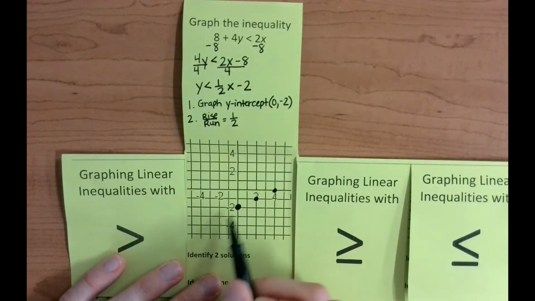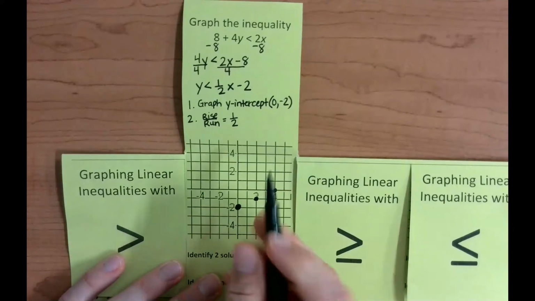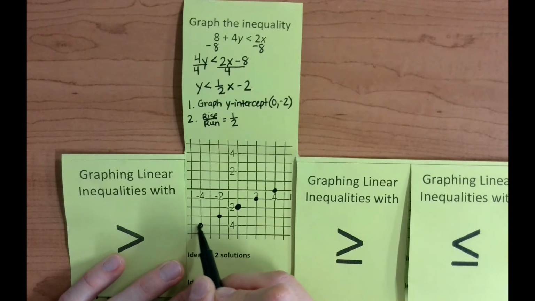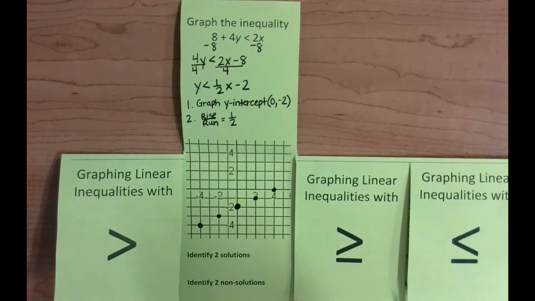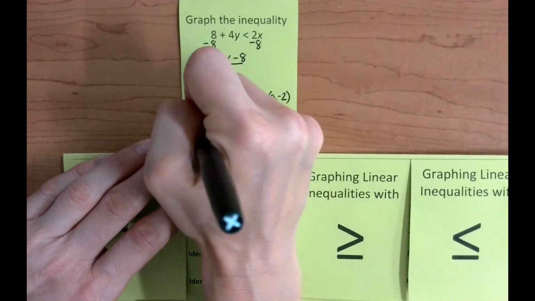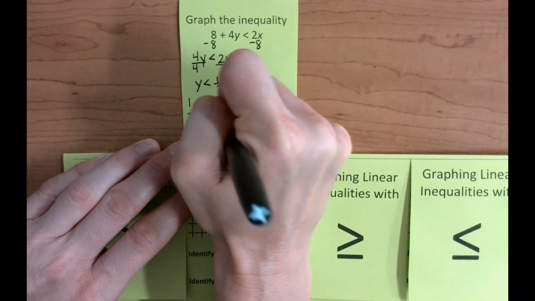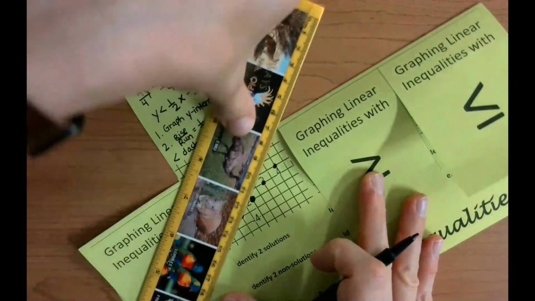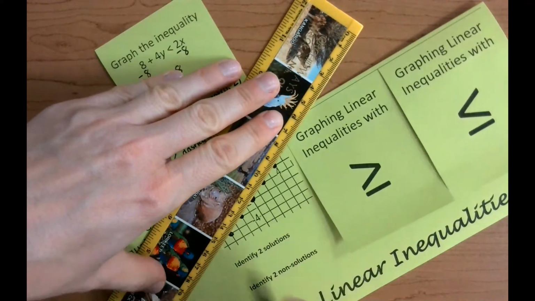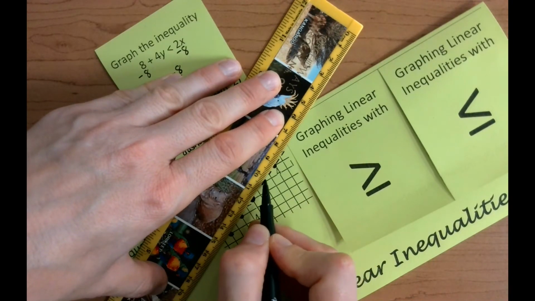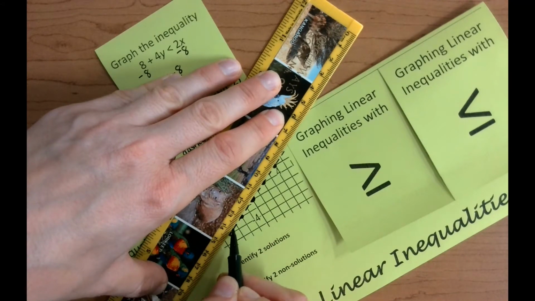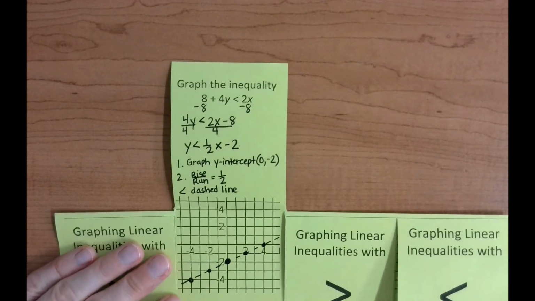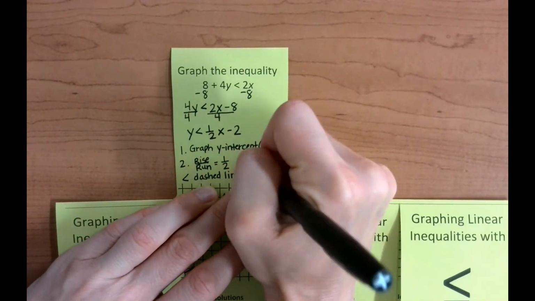I also want to have my line extend the opposite direction. So just do the opposite. Instead of up 1, right 2, go down 1, left 2, down 1, left 2. Again, go back up here. It's less than, so that's going to be a dashed line again. So using my ruler to make it nice and straight, I'm going to do a dashed line. And then it's less than. So again, y is less than, so we're going to shade below now.